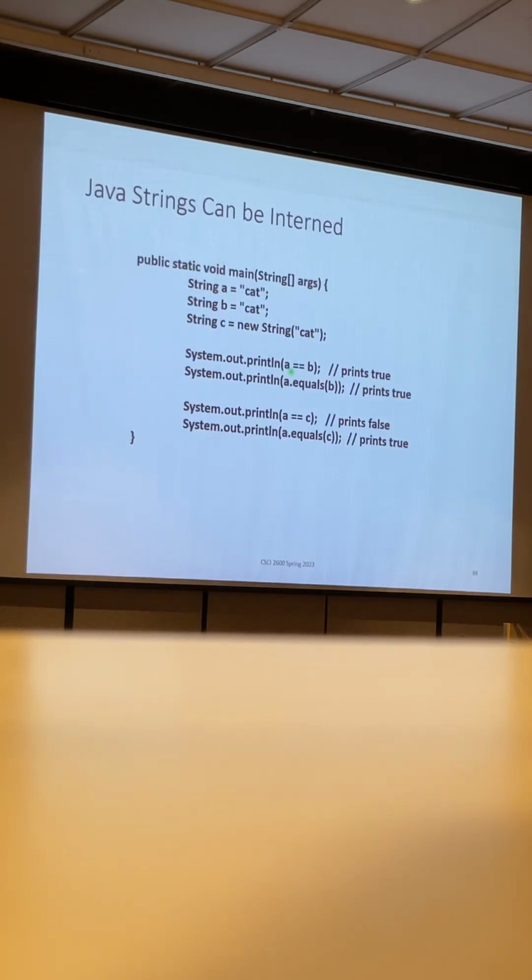All right, so Java strings can be interned. In this example, which we played with a lot in the beginning of this course, we know that anything that is a string literal, so these two cats, are going to be the same object, right? So strings are interned in Java. But if we create a new object with new, it's going to be a different object.